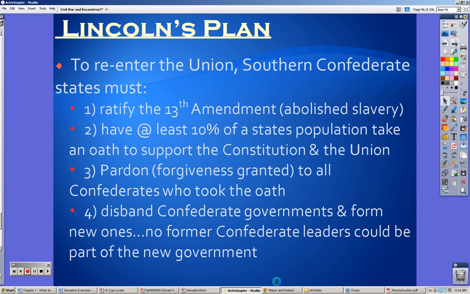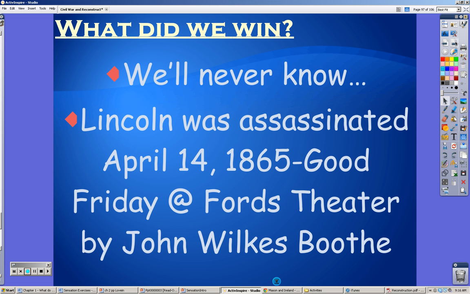That's not a big deal. Pardons would be given to all Confederates who took the oath, so they wouldn't be charged for any war crimes, which is, again, very lenient on these people. And they needed to disband Confederate governments and form new ones. And no former Confederate leaders could be a part of the new government, which is pretty strict. And it shows that these people will not be allowed to try to rebuild the government the way that they wanted it and had it before. We never know what happens because obviously he was assassinated in April of 1865 on Good Friday in Ford's Theater by a man named John Wilkes Booth.